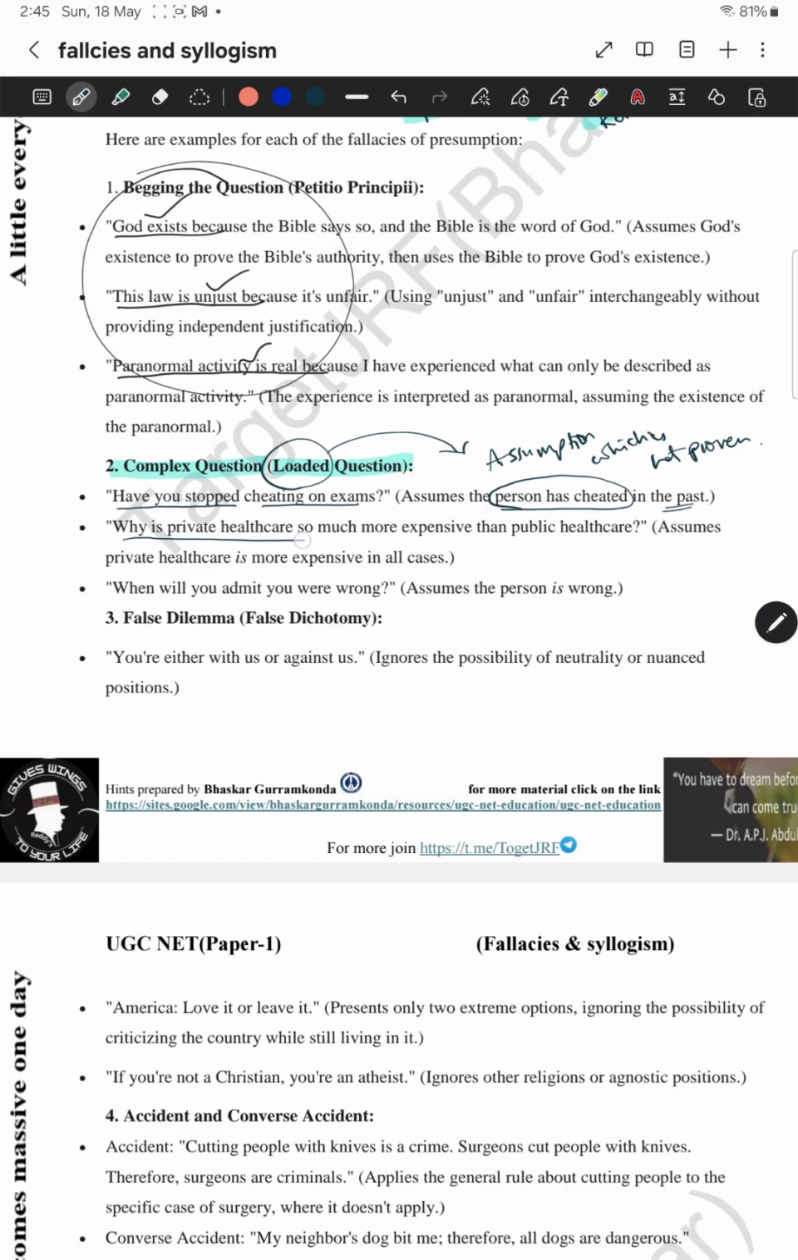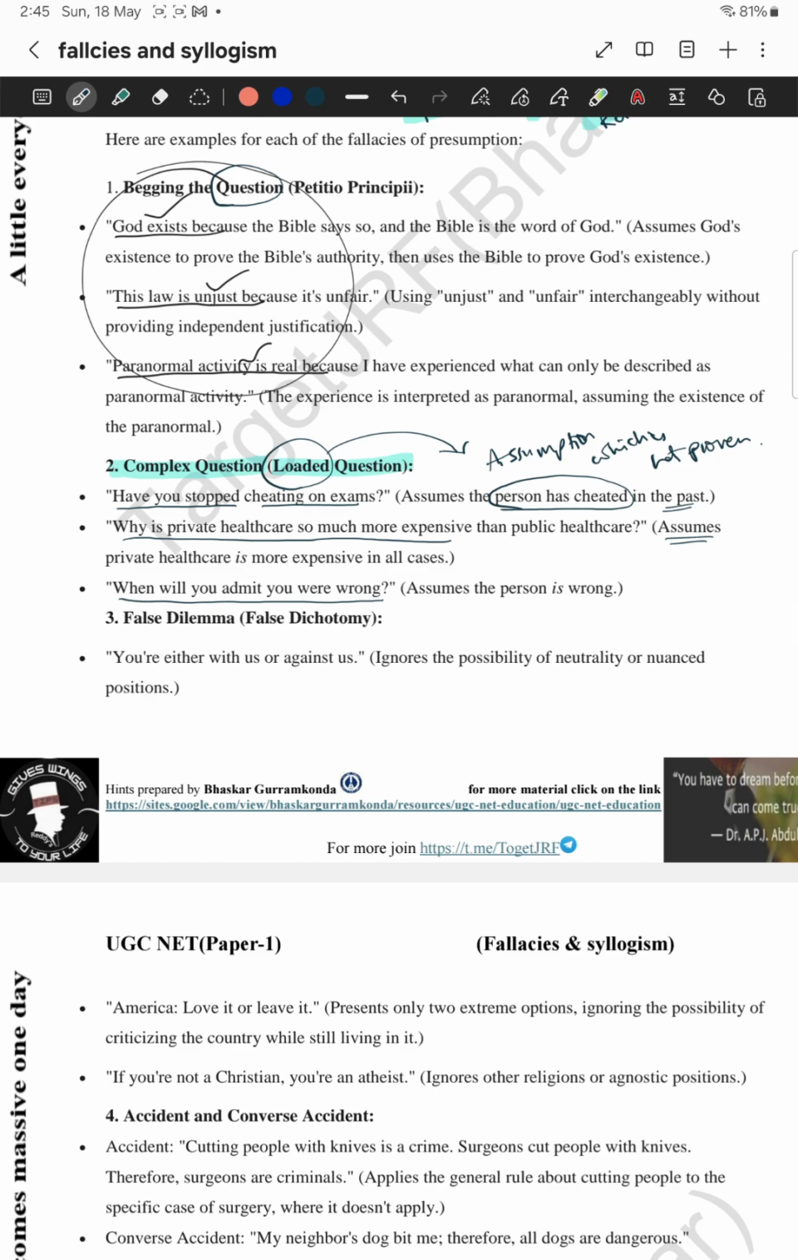Why is private healthcare so much more expensive? It is already assuming, and every time it stops with a question. That is the difference you have to see. In begging the question you don't need to have a question, but complex questions will most of the time end with a question. So when will you admit you are wrong? They are assuming that he is already wrong. The assumptions are preloaded here, not yet proven and not accepted by everyone else.